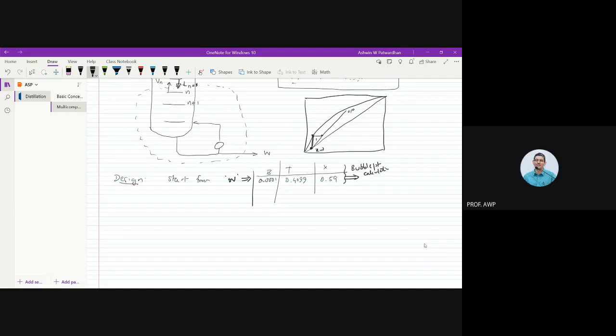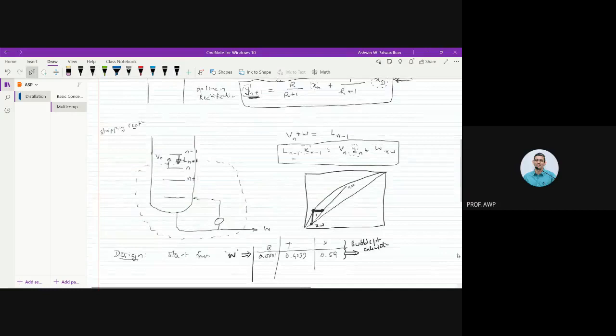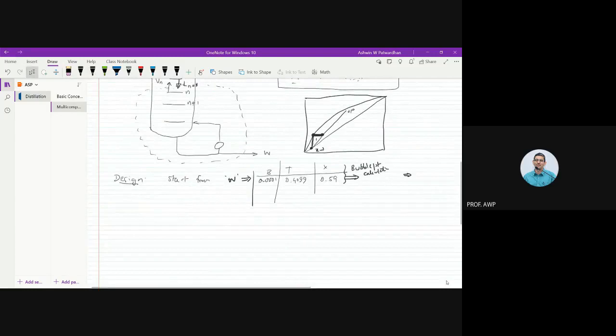Then don't you think we have to come to the operating line by doing a material balance? That is this point. Material balance is nothing but the operating line. So then that will come to our one stage. Do you agree or do you disagree? Agree, sir. And then from this Y, now we have to go to the X by material balance. So this is our stage one, one triangle completed.